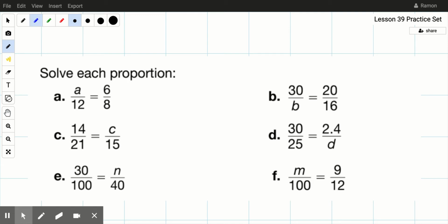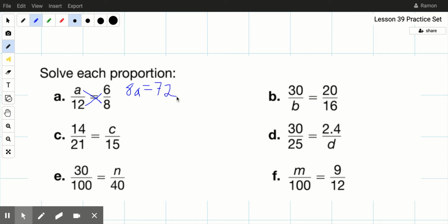in the proportion. So what we have here, let's start with A. So we're going to take A multiplied by 8 and then 12 multiplied by 6. So what you're going to have is two factors that are then equal to each other. So 8 times A gives us 8A, and 12 times 6 gives us 72.